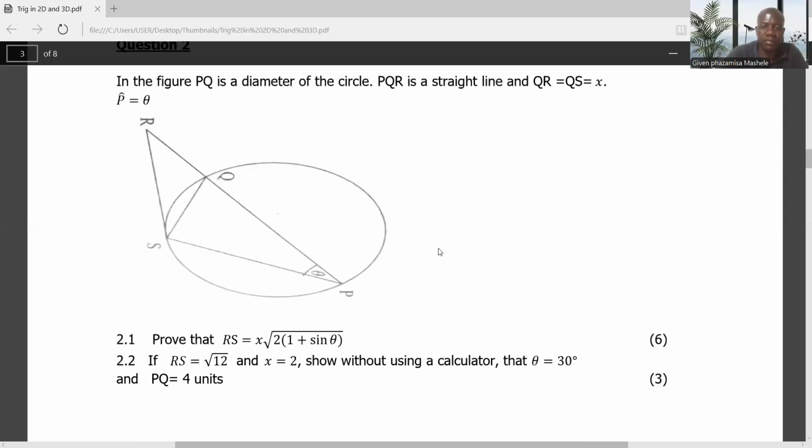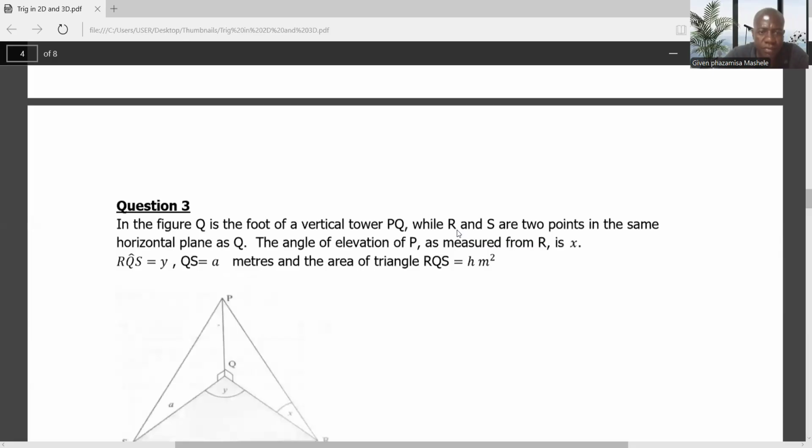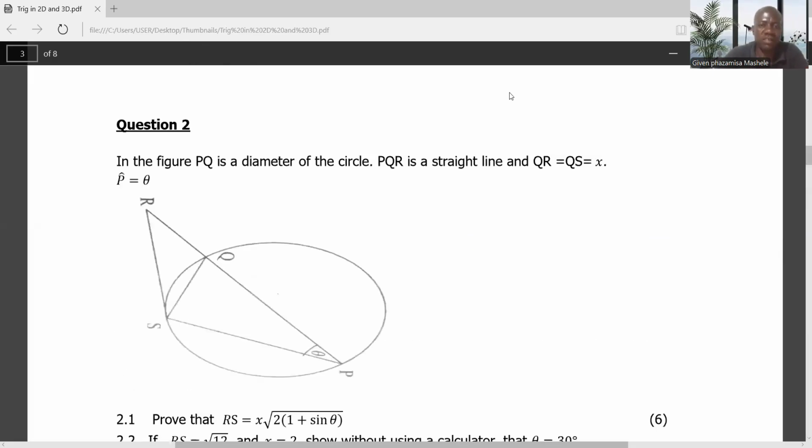Right. Okay, let's check. This is 2D. No, it's okay. Let's just go straight to the question. It will be easier that way.